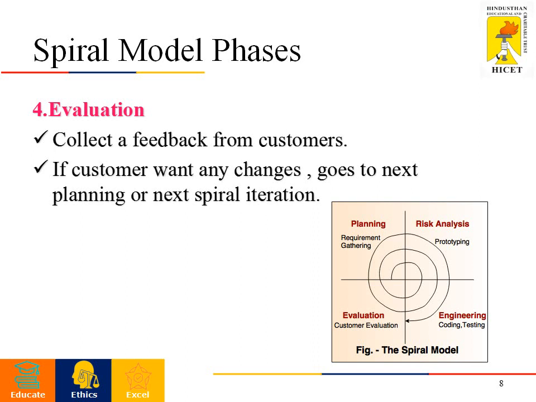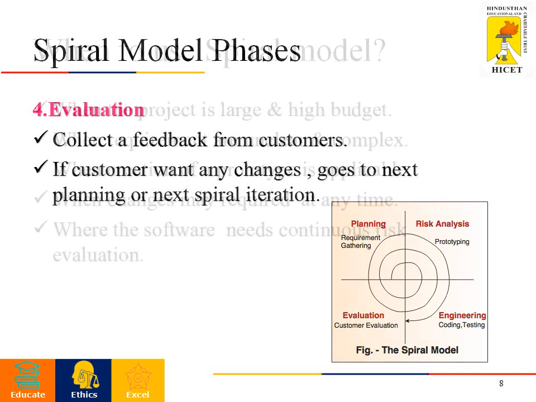As the spiral iterations increase, the cost of the project increases. If there is just one iteration, and after that one iteration the customer doesn't want any changes, the customer is satisfied and the cost of the project is less.